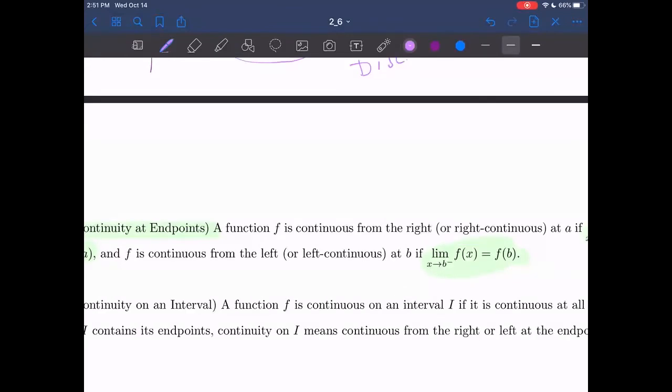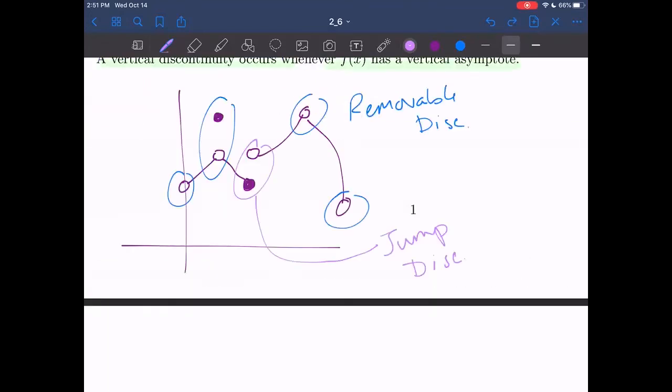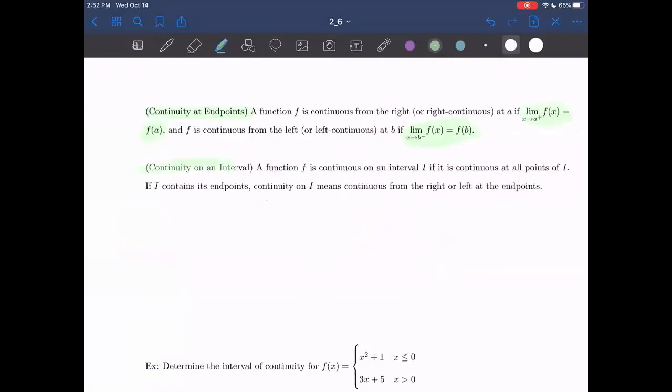One way to think about this is, for example, our function here would not be continuous from the right or continuous from the left, because both of our endpoints are open circles. But if we filled those in, then it would be both continuous from the left and continuous from the right. We can also look at continuity on an interval.